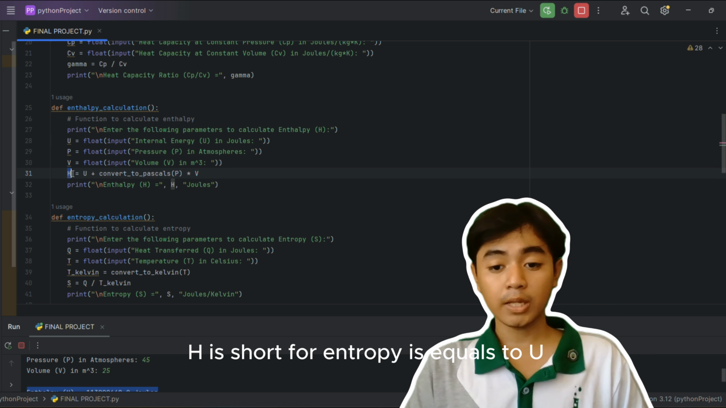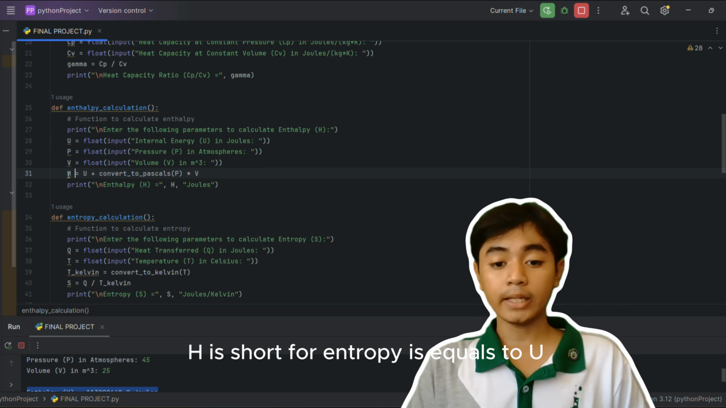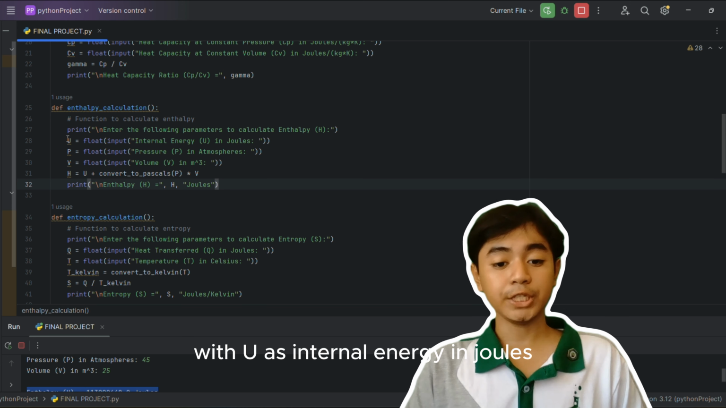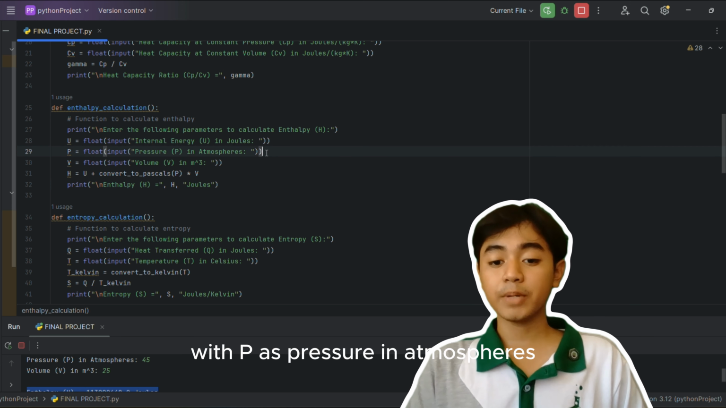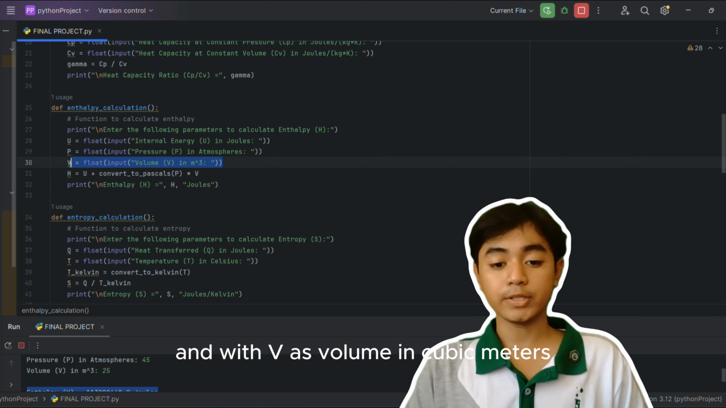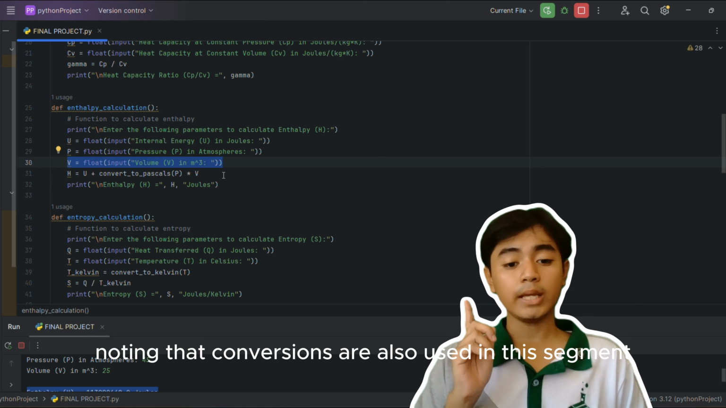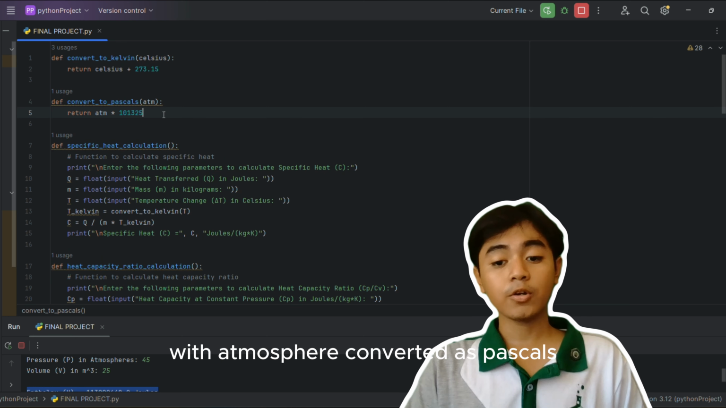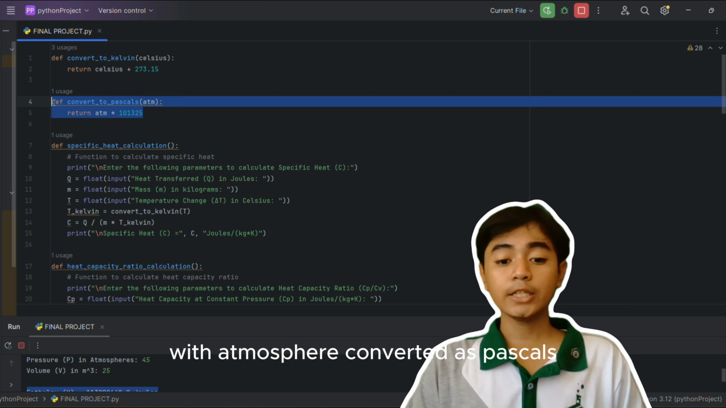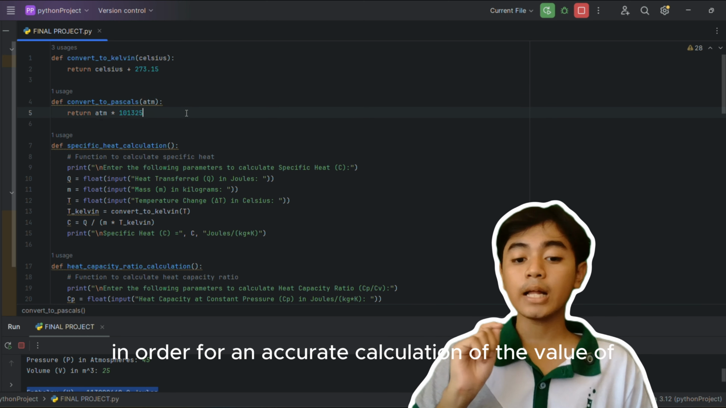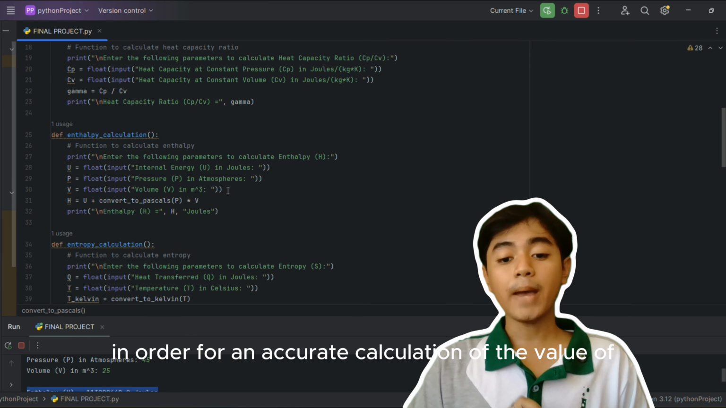The needed values for enthalpy are as follows. H, short for enthalpy, is equal to U added to the product of P and V, with U as internal energy in joules, P as pressure in atmospheres, and V as volume in cubic meters. It is also worth noting that conversions are used in this segment, with atmospheres converted to pascals, as shown in this segment of the code in order for an accurate calculation of the value of enthalpy.